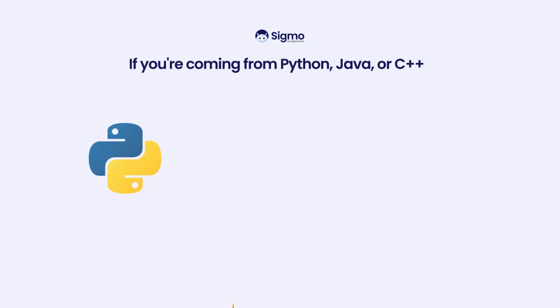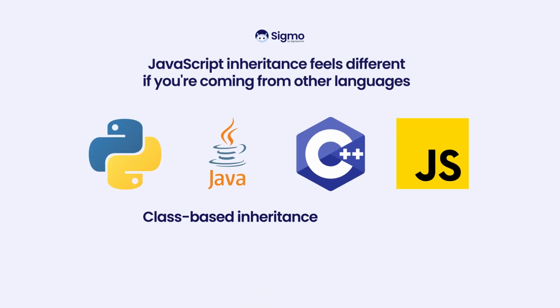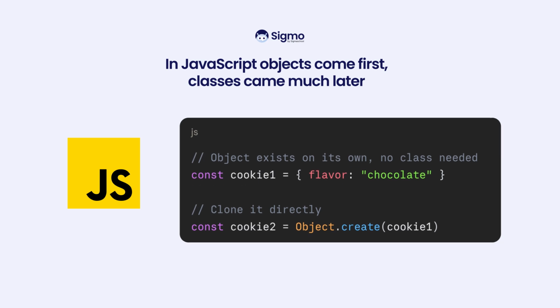If you're coming from Python, Java, or C++, JavaScript's approach to inheritance is going to feel a little different. That's because JavaScript uses something called prototypical inheritance. Here's the key idea. In most languages, classes come first and objects are created from them. In JavaScript, it's the other way around.